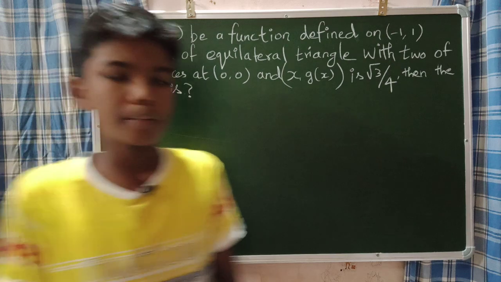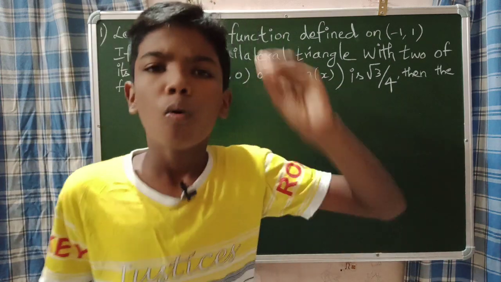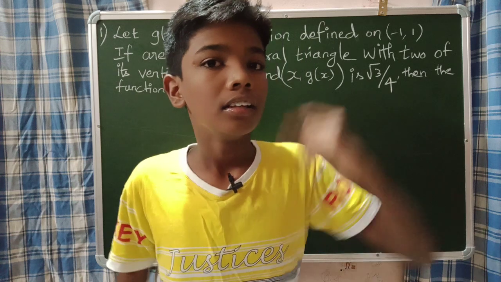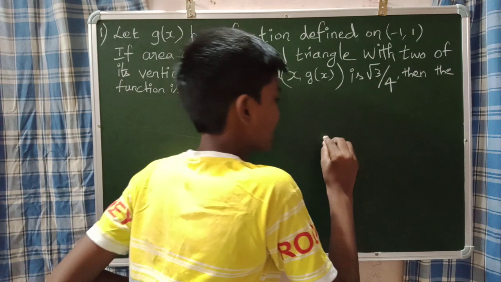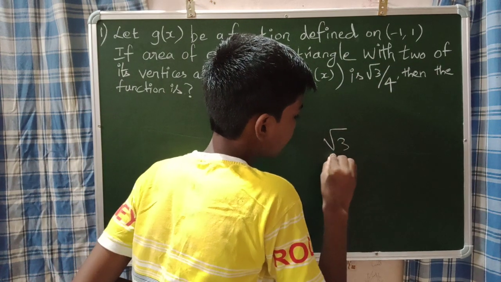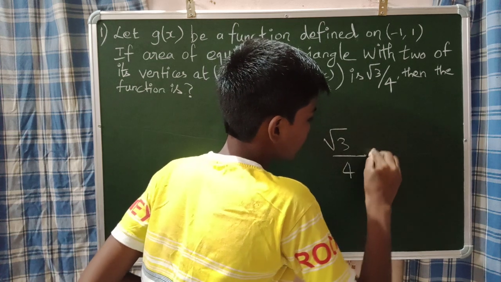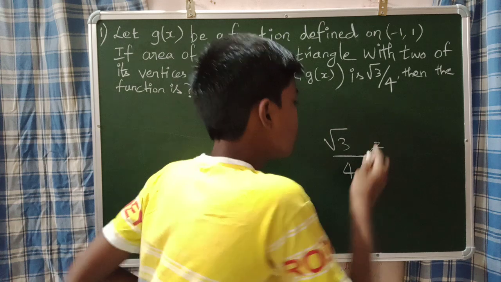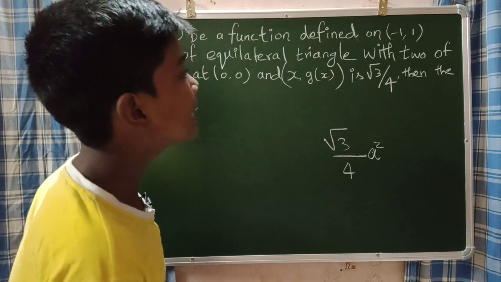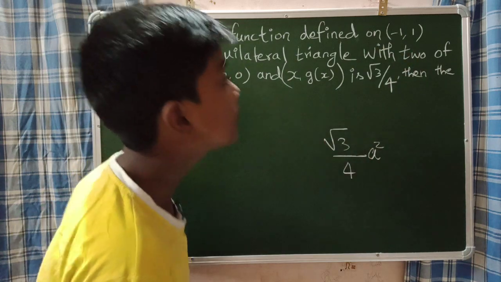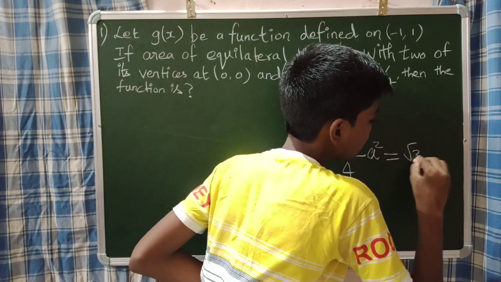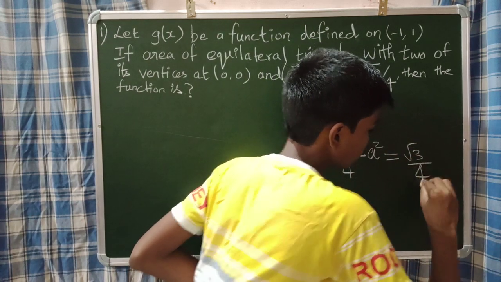Now how to find that? First tell me guys, what is the formula for the area of an equilateral triangle? The formula for the area of an equilateral triangle is root 3 by 4 a square. This is a formula that you learned in the lower grades. Now using that formula, as per the question, the area is equal to root 3 by 4.